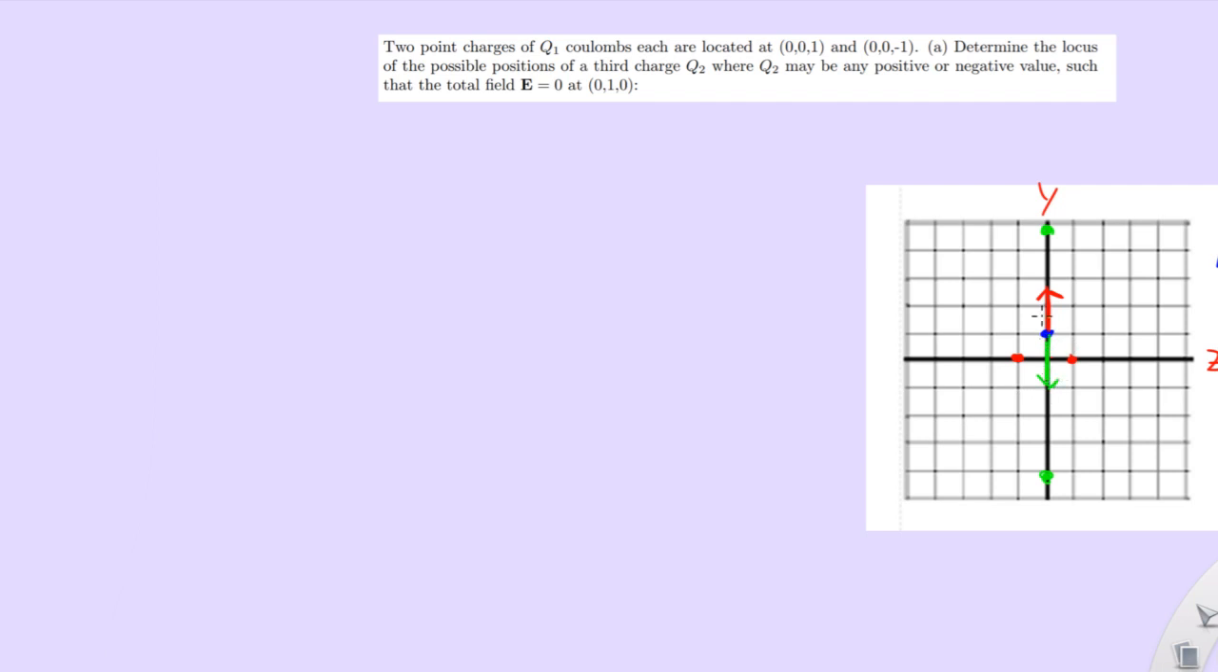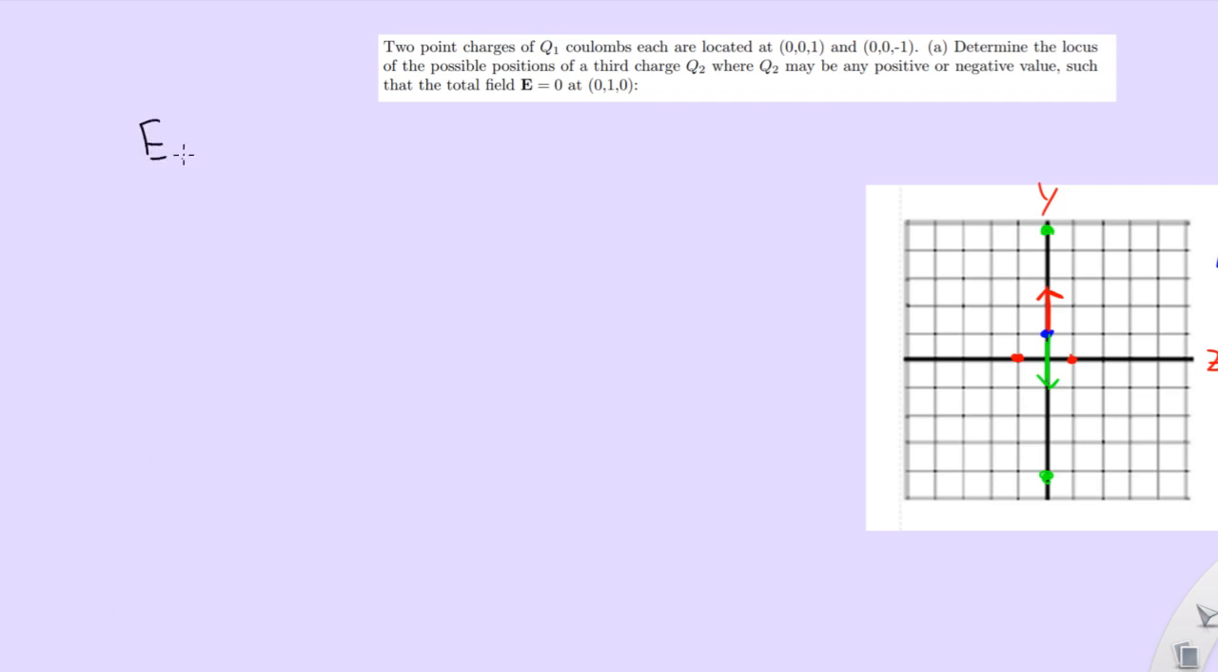That's what we want. So we need to find out where on the y-axis. We know it's going to be on the y-axis because if it was over here, there'd be some z component that's not going to make it 0. So it has to be on the y-axis somewhere. We're just going to try and find out where. So let's start by mapping out the electric fields.